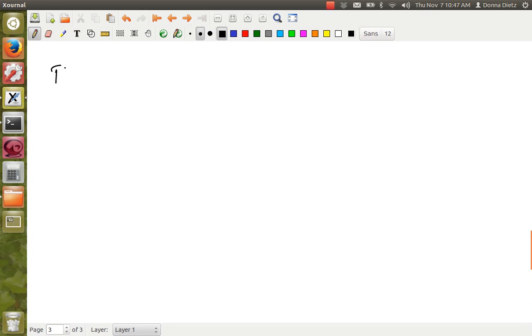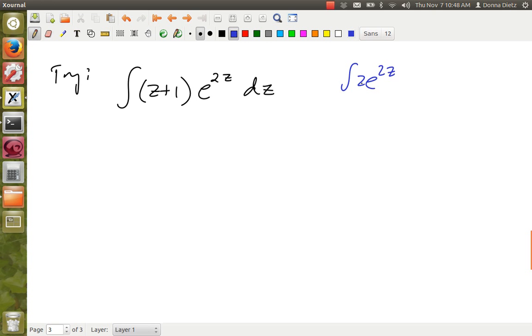We'll try the next one. Alright, we don't like the z's unless they're crossed, and we still don't really like them, but that's the problem we did in class, and I'll do it again. Okay, so if you wanted to, you could split this up into 2. You could go z e to the 2z, and then plus another one, e to the 2z, and that's totally fine. It's just not the fastest way to do it.